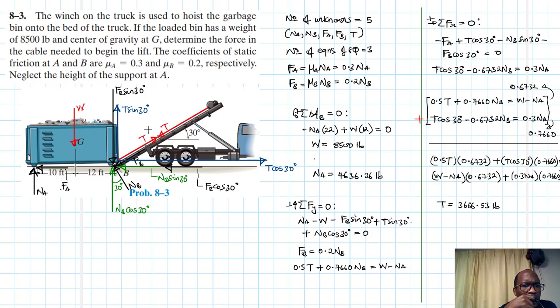Alright, so what was the question again? The winch and the garbage: determine the force in the cable needed to lift. So we need this force to be able to lift this garbage. Right, so let's outline it like so.